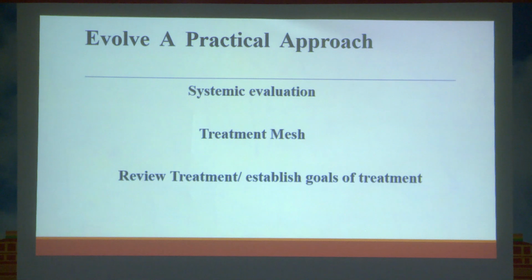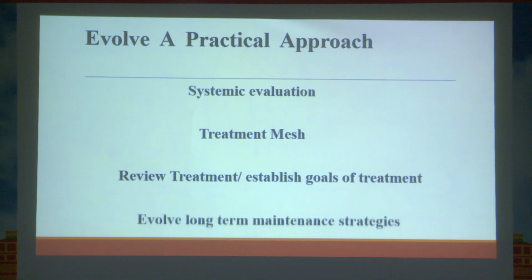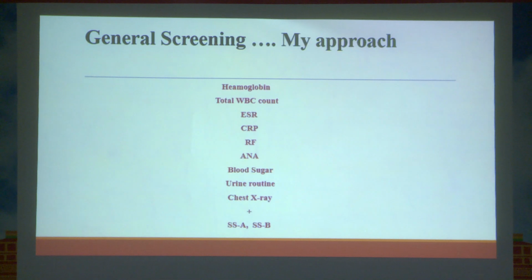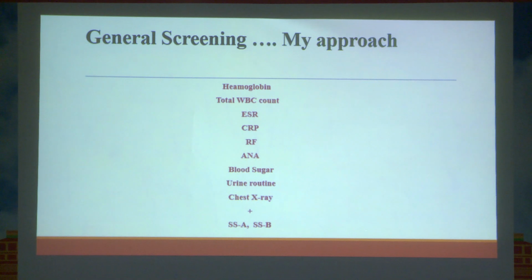The treatment mesh has to be considered, and keep reviewing the treatment and evolve long-term maintenance strategies. As I told you, the condition goes into remission and relapses, so we have to keep the patient on long follow-up. We can follow this protocol of routine investigations: the ESR and CRP to rule out any chronic inflammation, the RF and ANA, very common causes of dry eye, and blood sugar, because many of these patients need steroids, so we should know their diabetic status. Chest X-ray and urine are for tuberculosis, and if you find dry mouth or other symptoms, the Sjogren markers should also be ruled out.